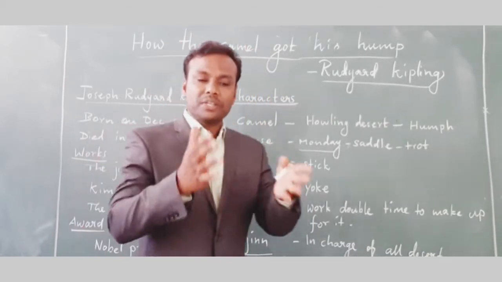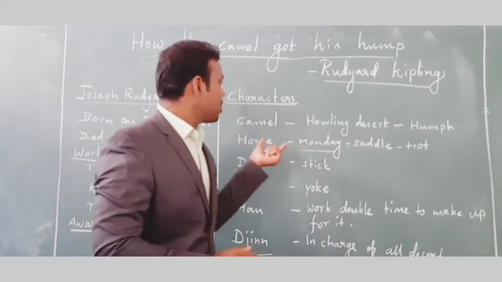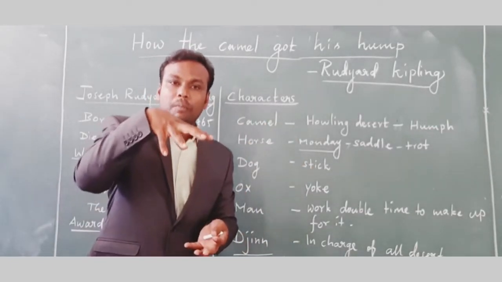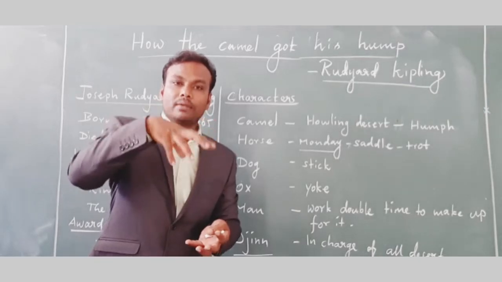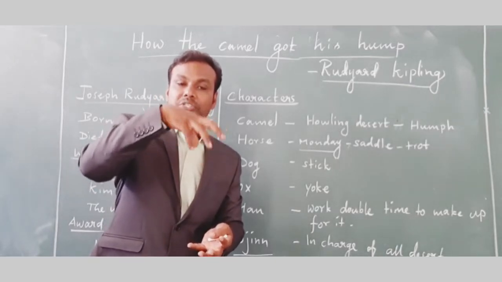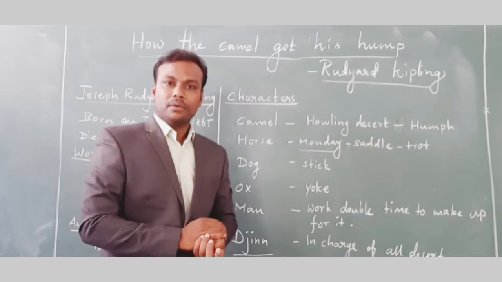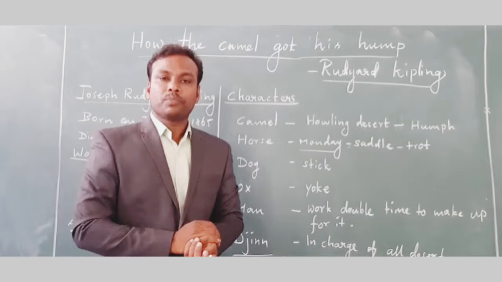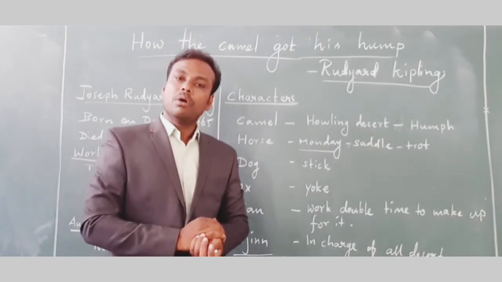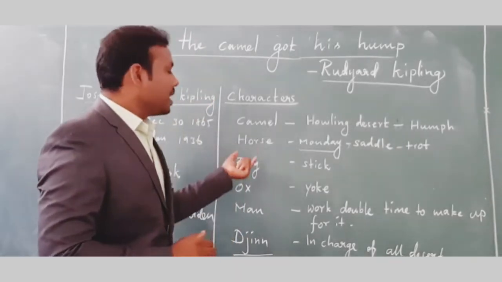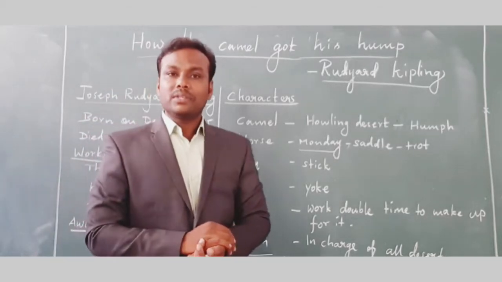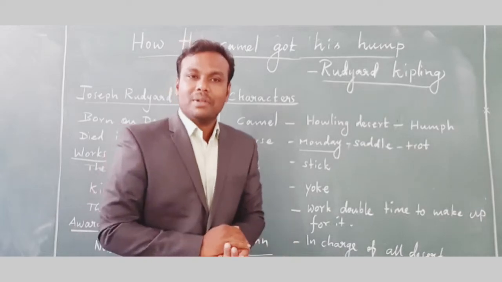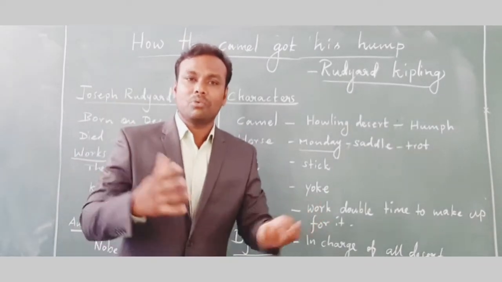The camel saw his own reflection in the pool of water. There is a mass of muscles growing, a lump-like structure growing on the surface of the body. The camel saw its back, it looked big. Then the jinn said, now we go and work along with the three animals. The camel said, now I have a hump on my back, how can I work with this hump?